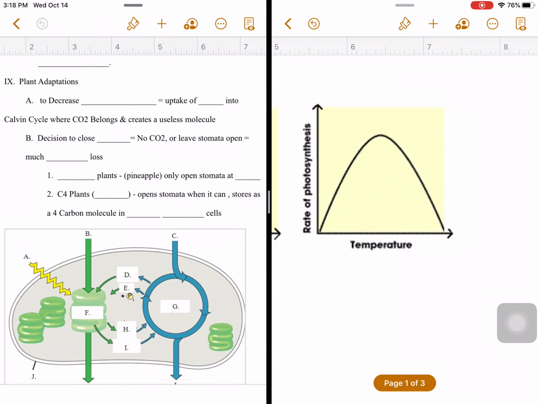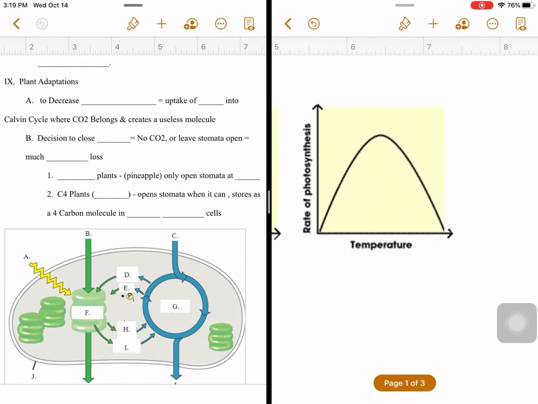So how do plants adapt to adverse environments, or environments where there isn't a lot of water or there's a lot of heat? What happens if they have to close their stomata? That's one way that they adapt to this, is they'll close their stomata. So when this happens, photorespiration is what can take place. Photorespiration is basically the uptake of oxygen into the Calvin cycle where carbon dioxide belongs.